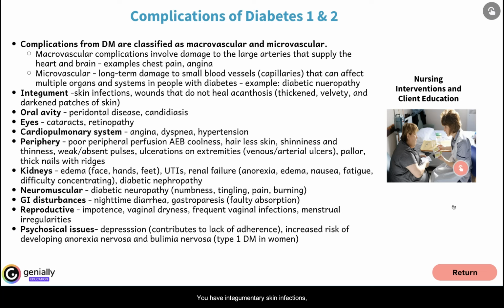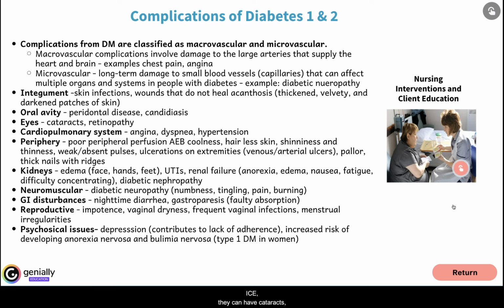So what are other complications of diabetes? You have integumentary, skin infections, wounds that don't heal. That's a huge sign of diabetes, right? Then you have acanthosis. That's thickened, velvety, and dark patches of skin that you'll notice on people who have diabetes. Then with the oral cavity, you have periodontal disease. You have candidiasis. We talked about the yeast infections, right, in the mouth. Those are very common in people with type 1 and type 2 diabetes.